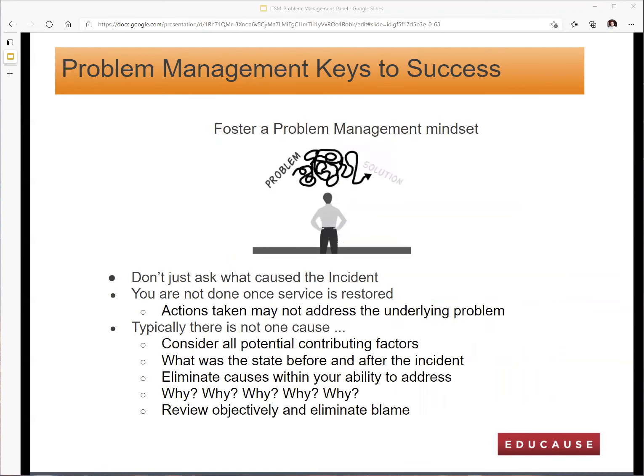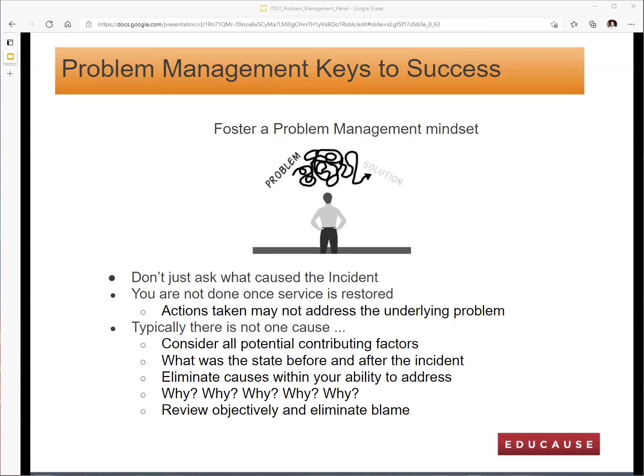Next slide. And finally, foster a problem management mindset. Don't just ask what caused the incident. Once the service is restored, start thinking about the underlying problem. For example, we've had a problem where a database filled up and the database server fell over. So you could say that the problem was, we ran out of space, we gave it more space, we're done. But what we want to do with problem management is to say, well, why did it run out of space?